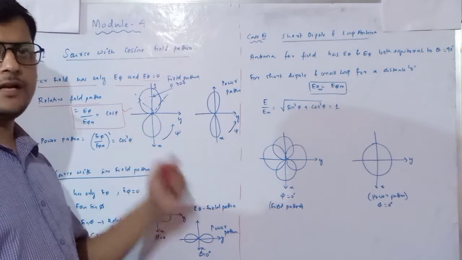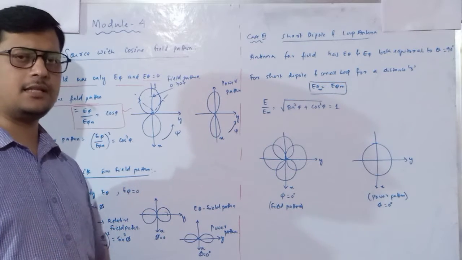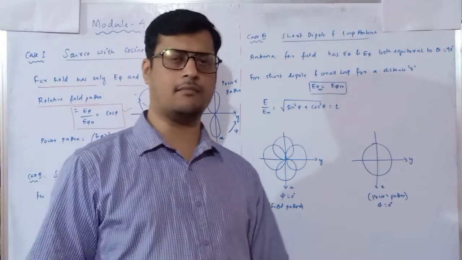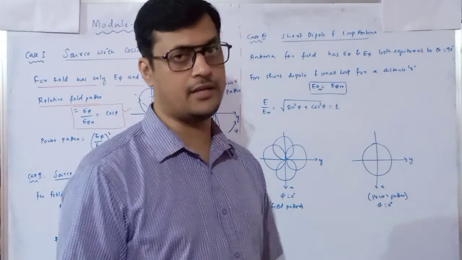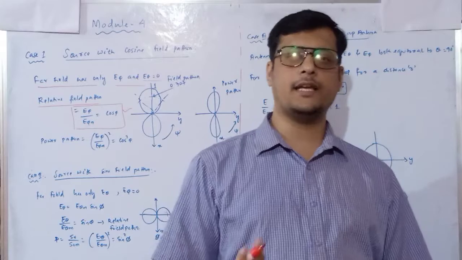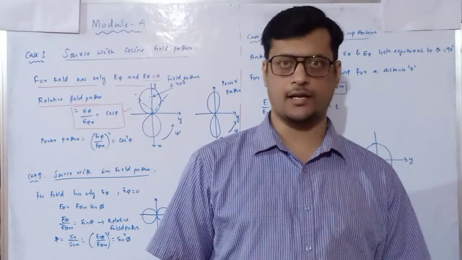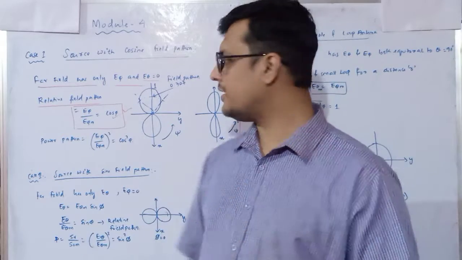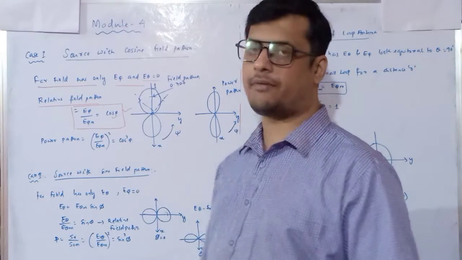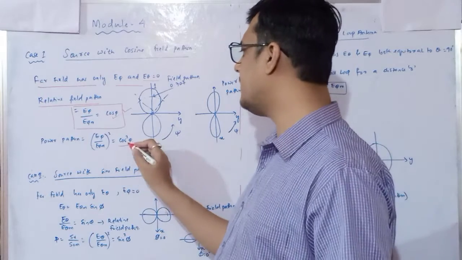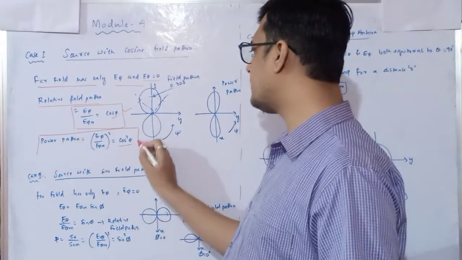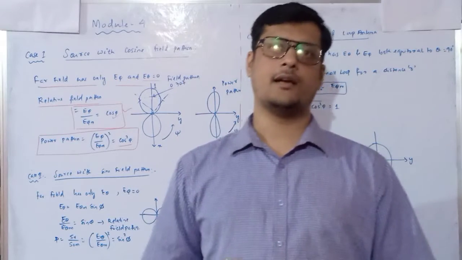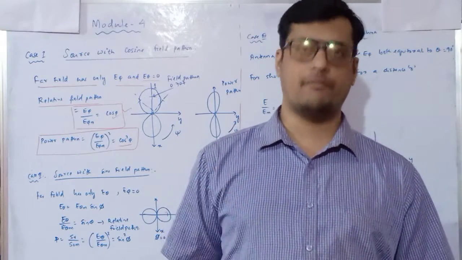Now I have to identify the power pattern. So what is the relationship? The power pattern is P equals Sr divided by Sr m, which equals U divided by Um, which equals E divided by Em whole square. So E divided by Em is how much? Cos phi. We need to square it. So E phi divided by E phi m whole square, we will get the power pattern as cos square phi. So the field pattern is cos phi, but the power pattern is the square of the field pattern.